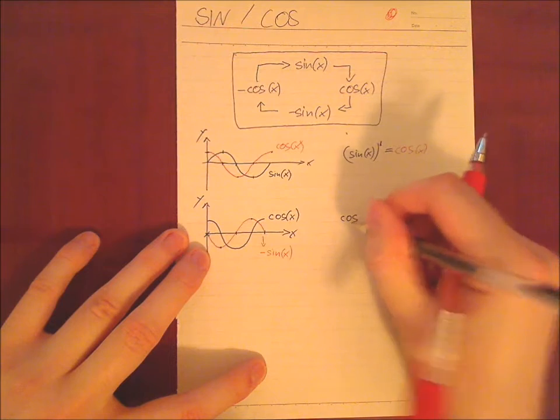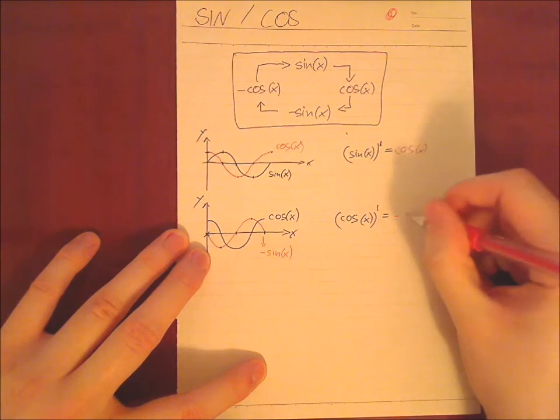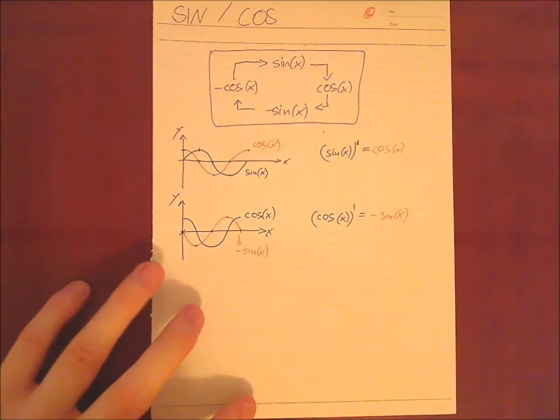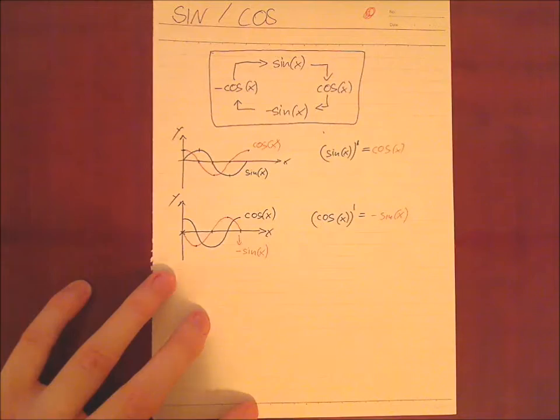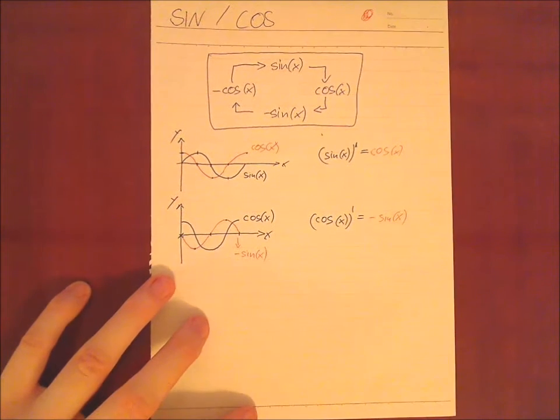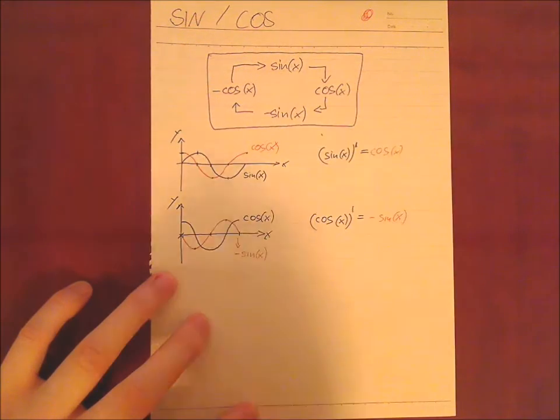So we have cosine differentiated is minus sine. We could have just saved this minute by keeping in mind this rectangle, but if you forget the rectangle, but if you know how to differentiate, then it's also no big problem. But of course it is faster if you know the rectangle.